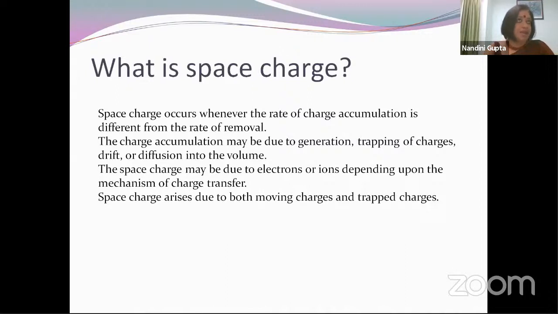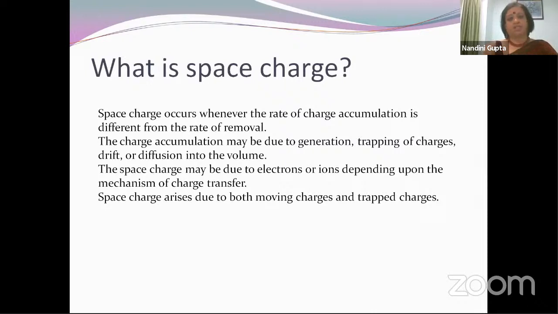So space charge actually is not a new concept, but what is probably new to most of you is the behavior of space charge and the effect of space charge in solid dielectrics. As I say in the first sentence here, space charge occurs whenever the rate of charge accumulation is different from the rate of removal. So at any point in the dielectric, if there is a lot of charge flowing in and not a sufficient number of charges being removed, naturally you would have an accumulation of charge. This accumulation at a particular position may be of both polarities, but you would probably have one polarity which exceeds the other.